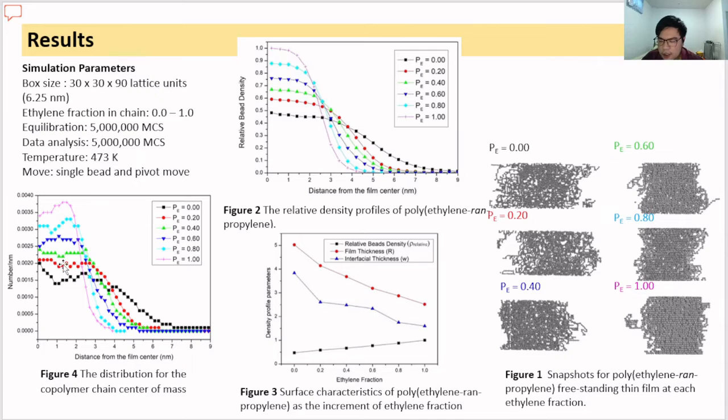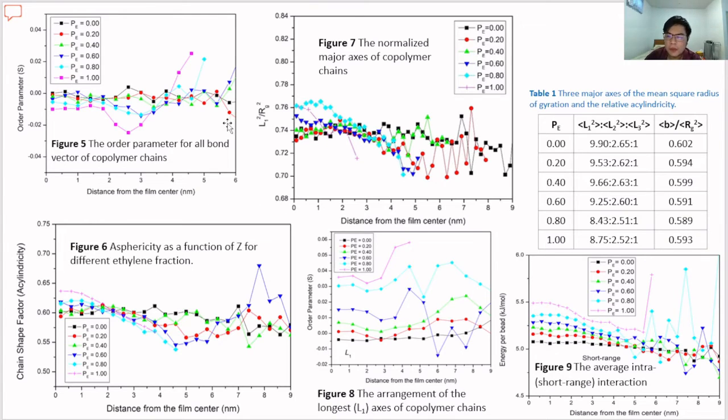In figure 4, this shows the distribution of the chain center of mass, which has a similar trend to the density profile, but it can exhibit an oscillating pattern. Figure 5 is the bond orientational order parameter. An S value equal to 0 means the bonds are randomly oriented, while minus 0.5 and 1 mean parallel and perpendicular to the surface, respectively.